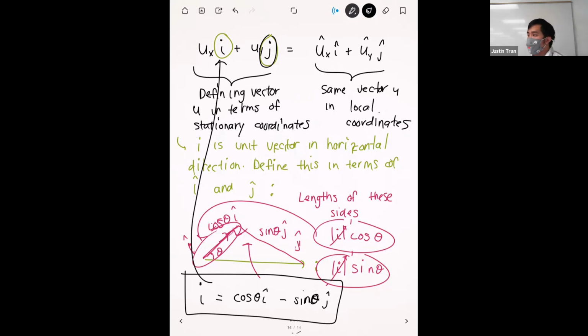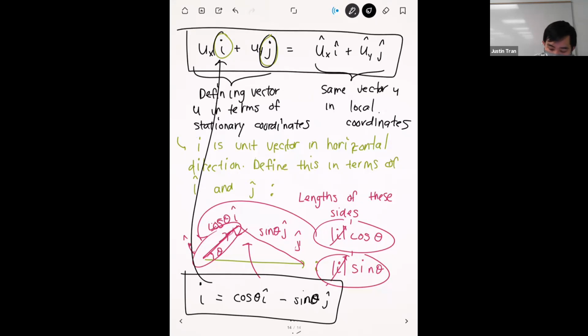Quick question. So you broke down I into component form in terms of local coordinates? Exactly. Basically our goal right now is that we have this equivalence expression up here, and we want to eliminate both the unit vectors in the stationary coordinates. So we're going to put everything in terms of the local coordinate unit vectors. And one more question.